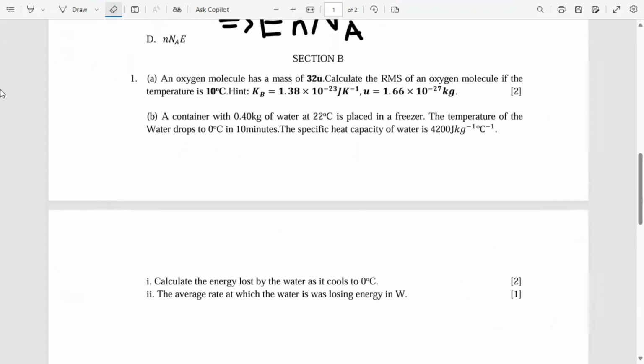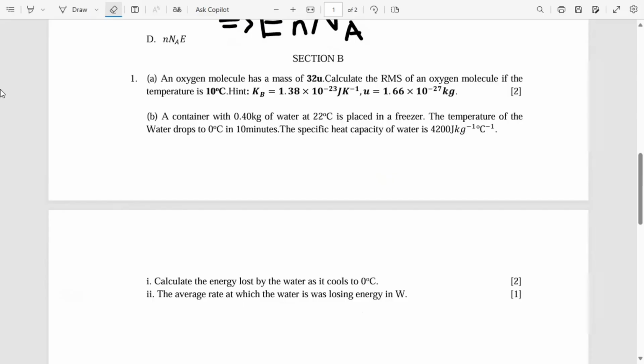a container with 4 kilograms of water at 22 degrees Celsius is placed in a freezer. The temperature of the water drops to 0 degrees Celsius in 10 minutes. The specific heat capacity of water is 4,200 joules per kg degree Celsius. Part 1, calculate the energy lost by the water as it cools to 0 degrees Celsius. And part 2 is the average rate at which the water is losing energy.